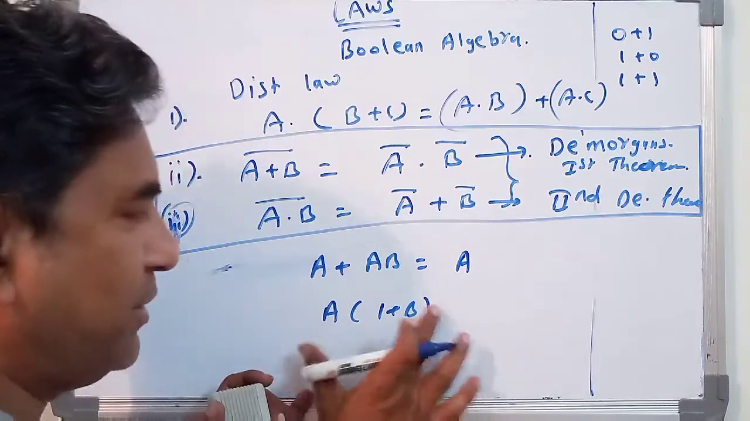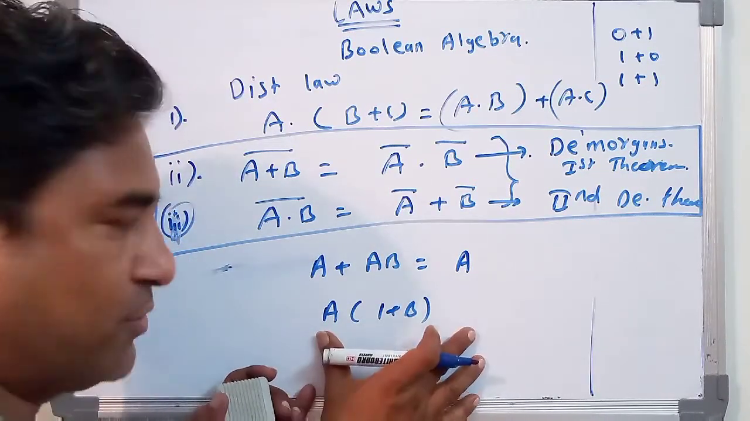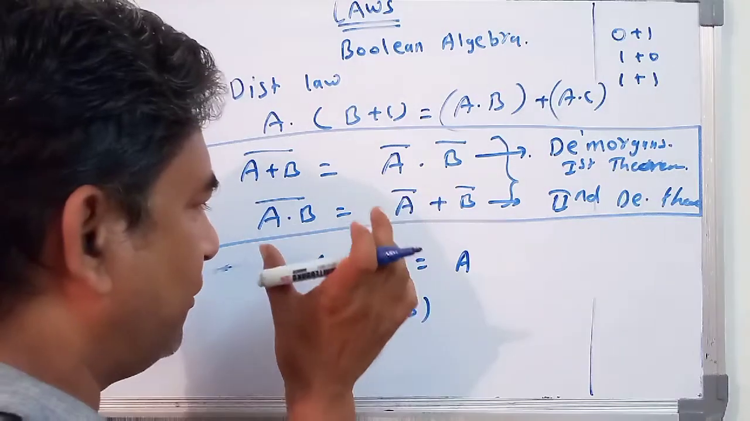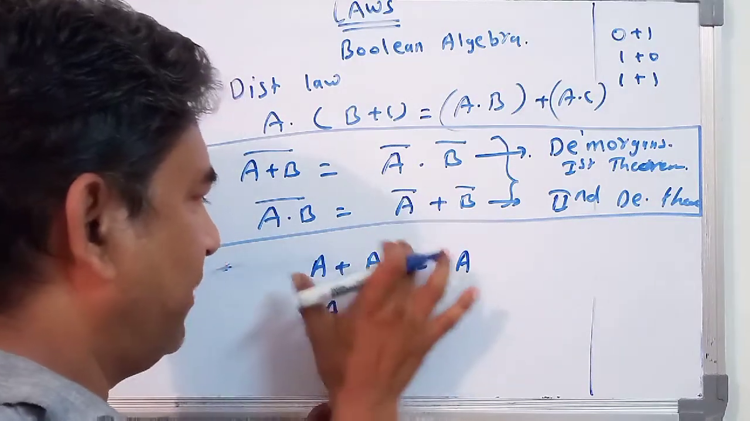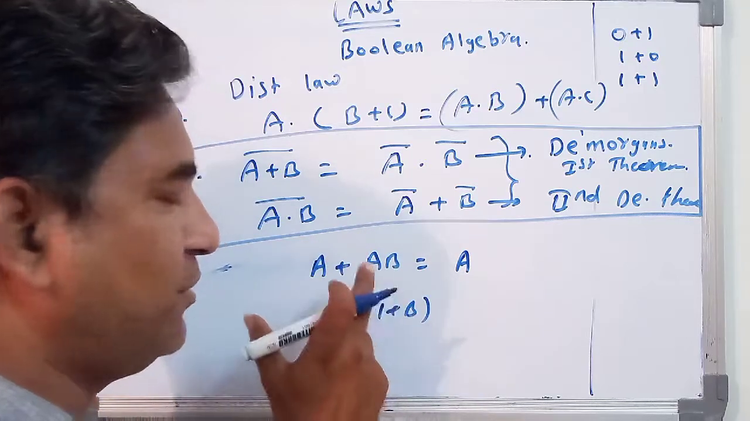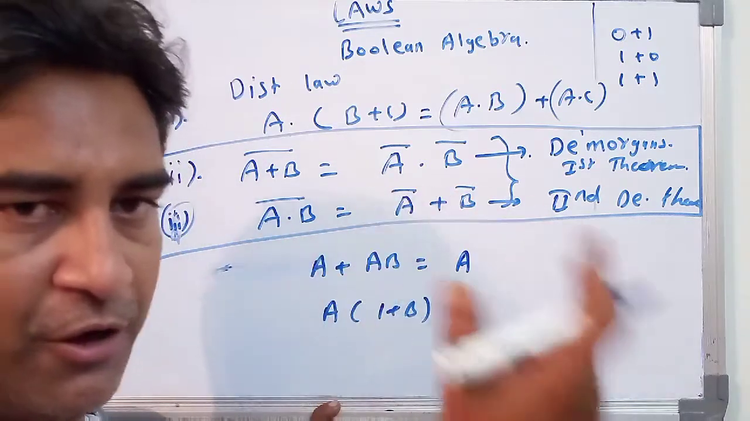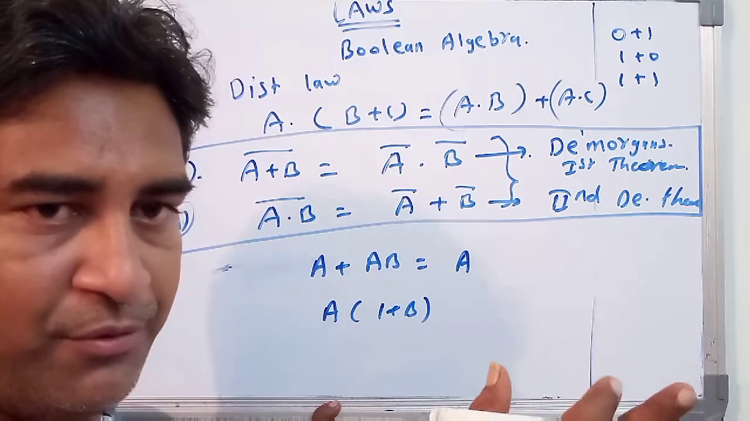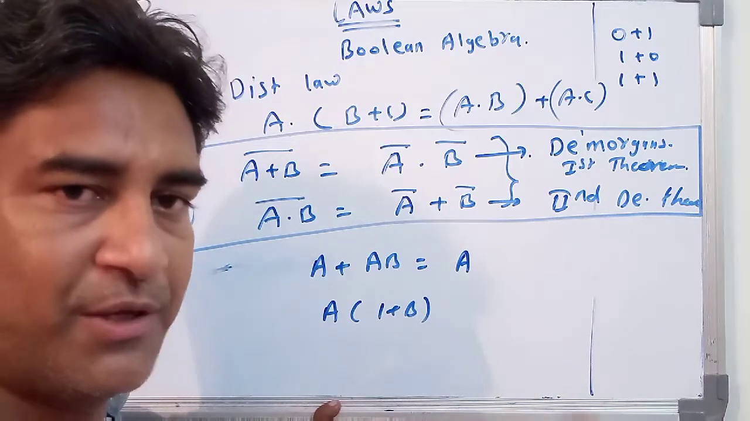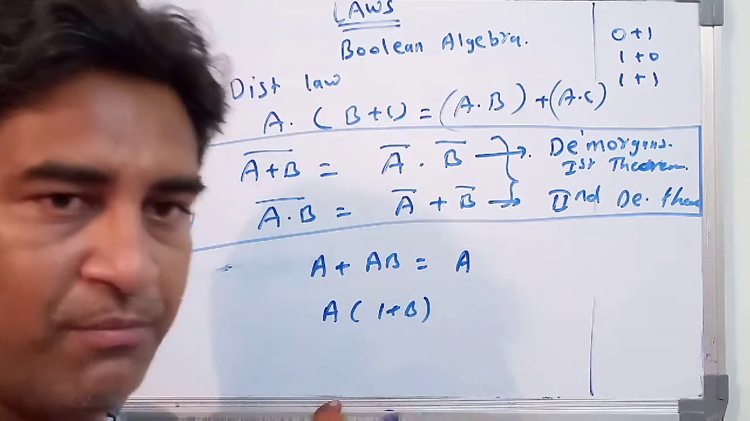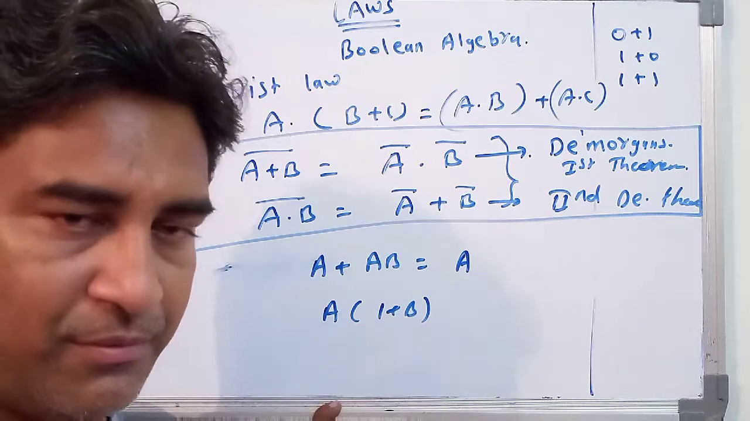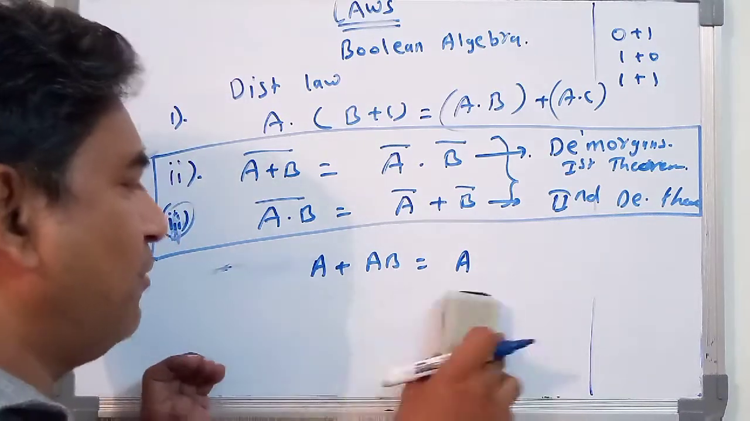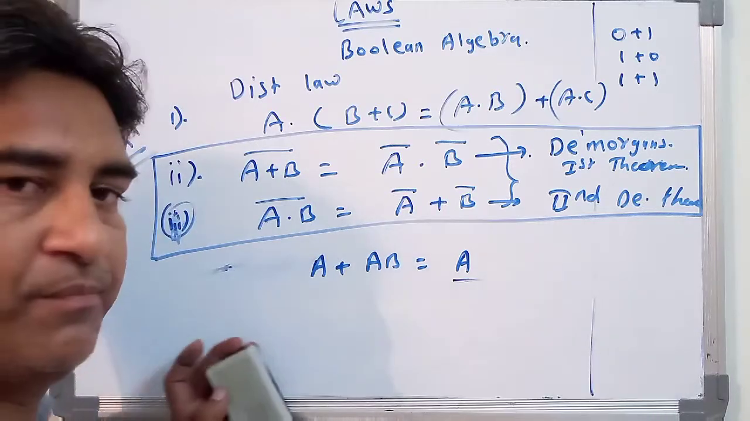You have to do all this in rough, because it is not possible to explain everything here. So what is written here, just keep those identity laws in your mind. From those identity laws, you will be able to know what the value of 1 plus b is, what the value of 1 dot b is, what the value of b dot 1 is. From that you will see how this a has come.